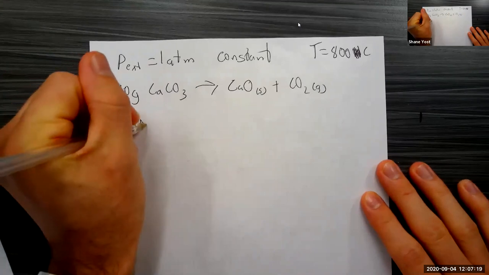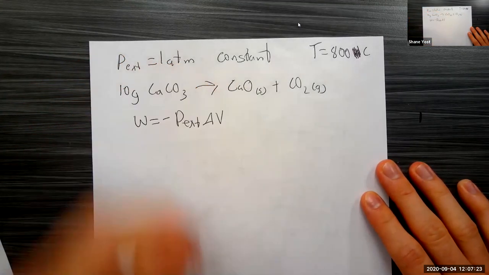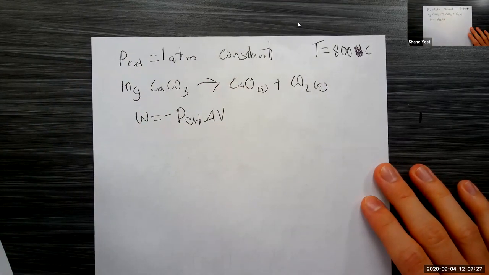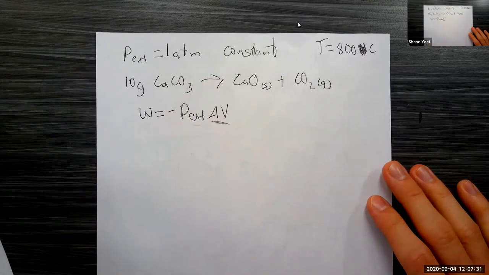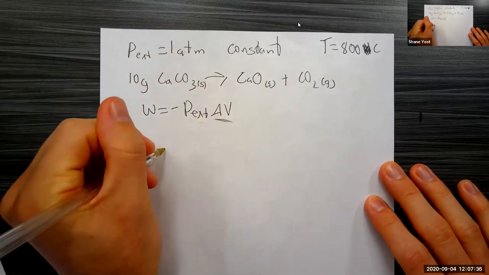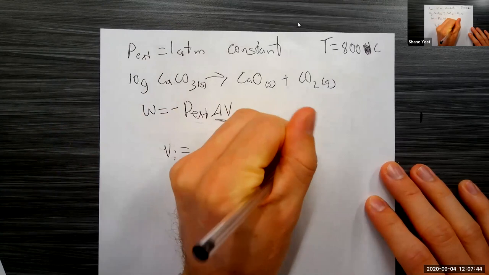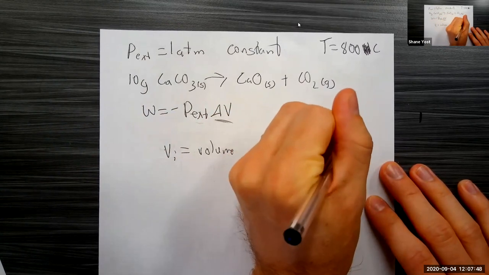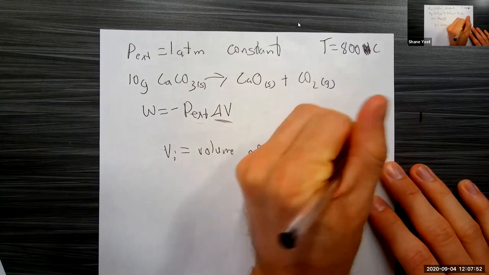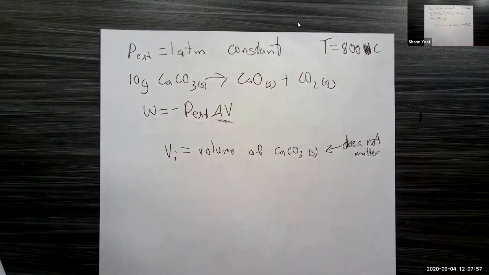So expansion against a constant external pressure has that work of minus P external delta V. We know the external pressure. The question is, what is that change in volume? Well, the initial volume is the volume of CaCO3 solid, which is insignificant, negligible. You could include it if you knew the density of this solid, and there may be a problem on homework where you're given the density, in which case you could calculate that initial volume. But what you'll find in that problem is that it won't make a big difference in your final answer.